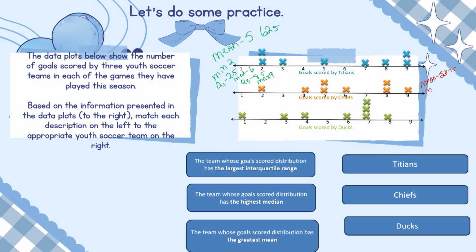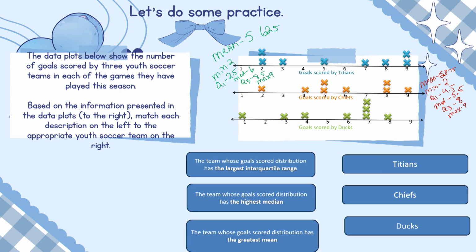Then I have my min at 2. My Q1 is 4.5. My median, or my middle, is 5.5. My Q3 is going to be 8. And then my max, obviously, is 9. So now let's pull the Ducks.